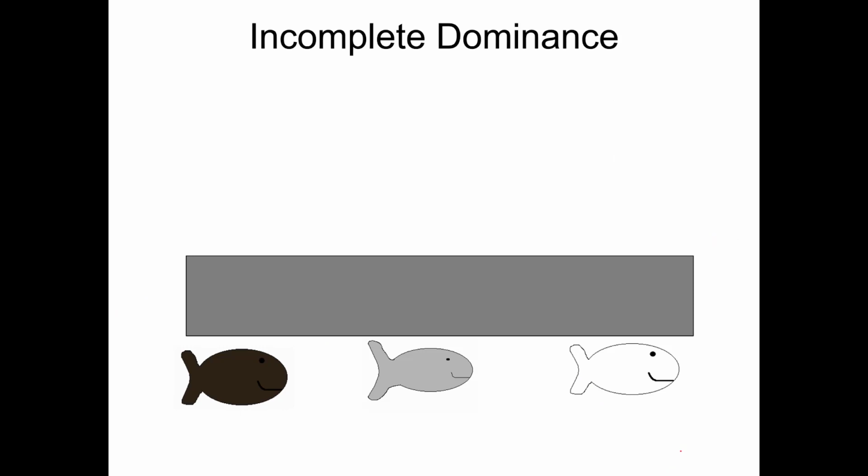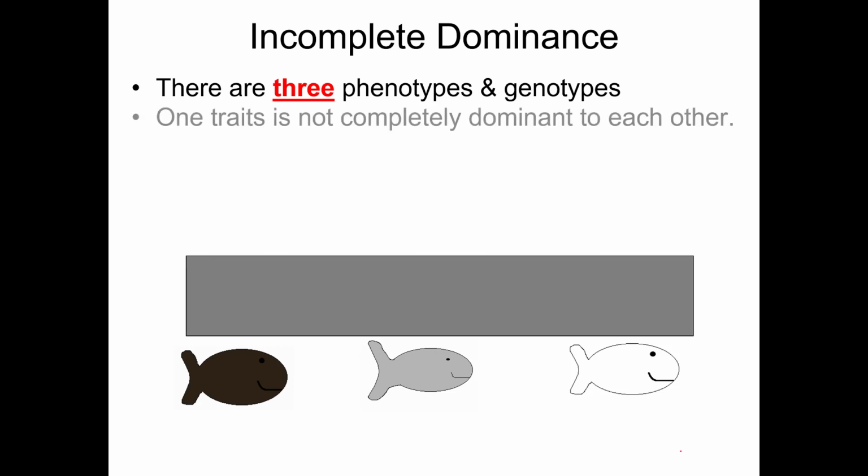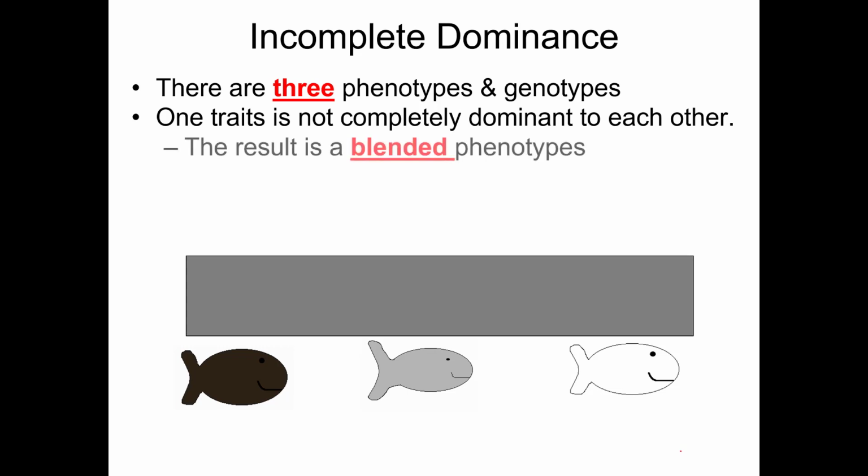Now, the opposite of this is going to be known as incomplete dominance, meaning it's not completely one color and it's not completely another color. We still have 3 phenotypes and 3 genotypes, but again, one trait is not going to completely overshadow the other one. The result is blended. So it's like I took my 2 dominant colors, put them in a blender, and that's what I got.